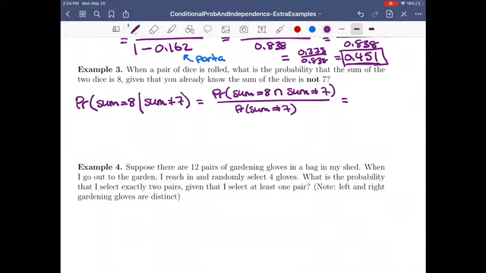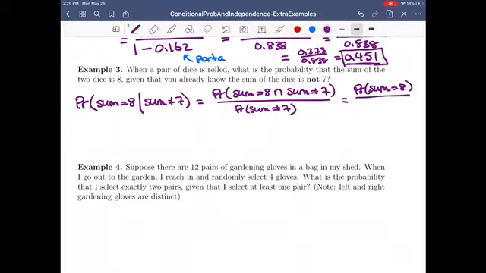Now, if we think about this intersection, when could both of these happen? Well, we need the sum to be 8 in order for the sum to be 8. And if the sum is 8, then it's definitely not 7. So I should put a tick mark there. Okay, so the intersection happens precisely when the sum is 8 on the two dice.